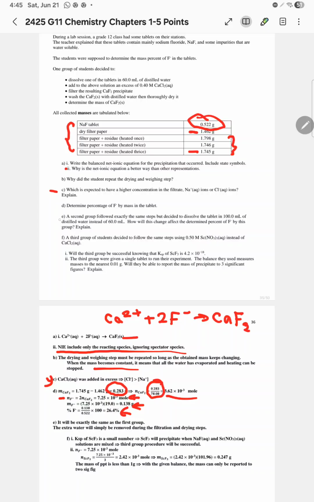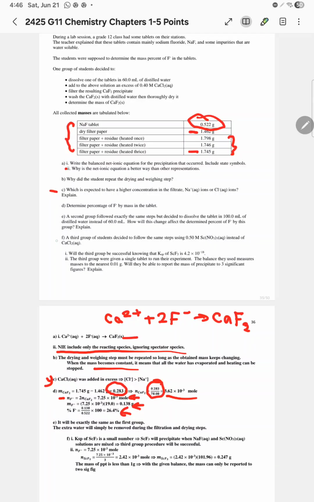And now part E. A second group followed the exact same steps, but decided to dissolve the tablet in 100 milliliters instead of 60. How does this change affect the percentage determined by the group? It's going to be the exact same as the first group because it's the same tablet, and the extra water is just going to go when you evaporate it and dry it, so it doesn't really matter.